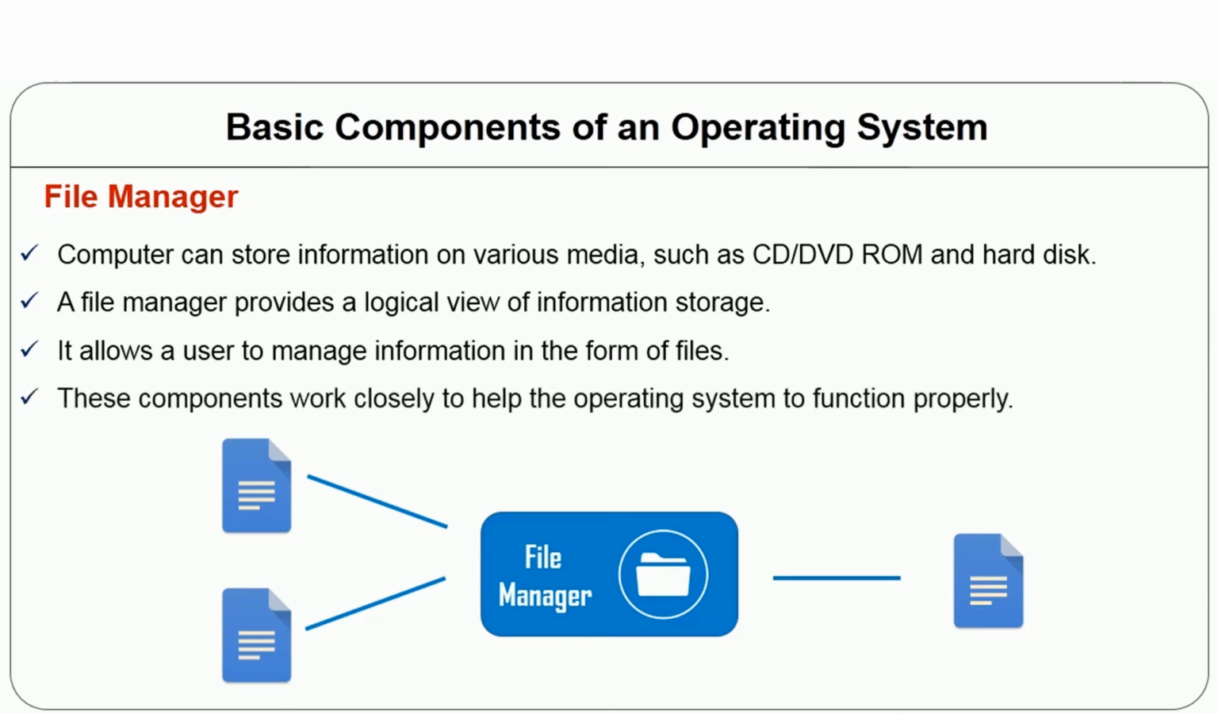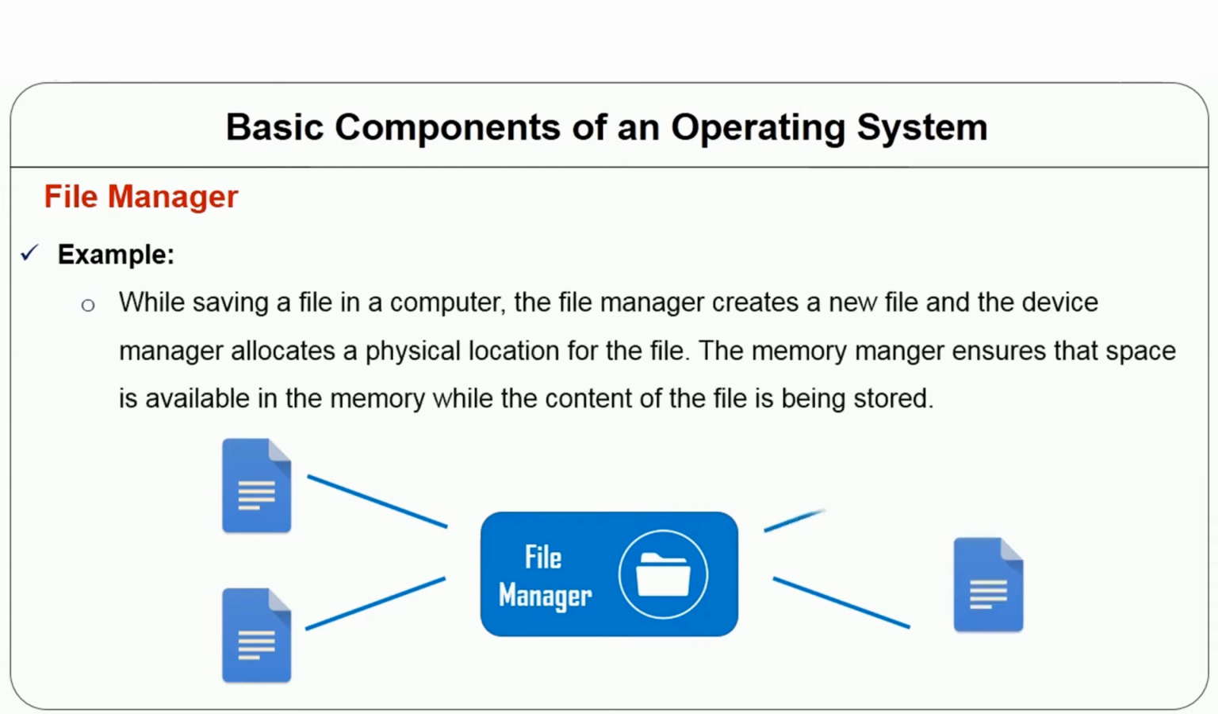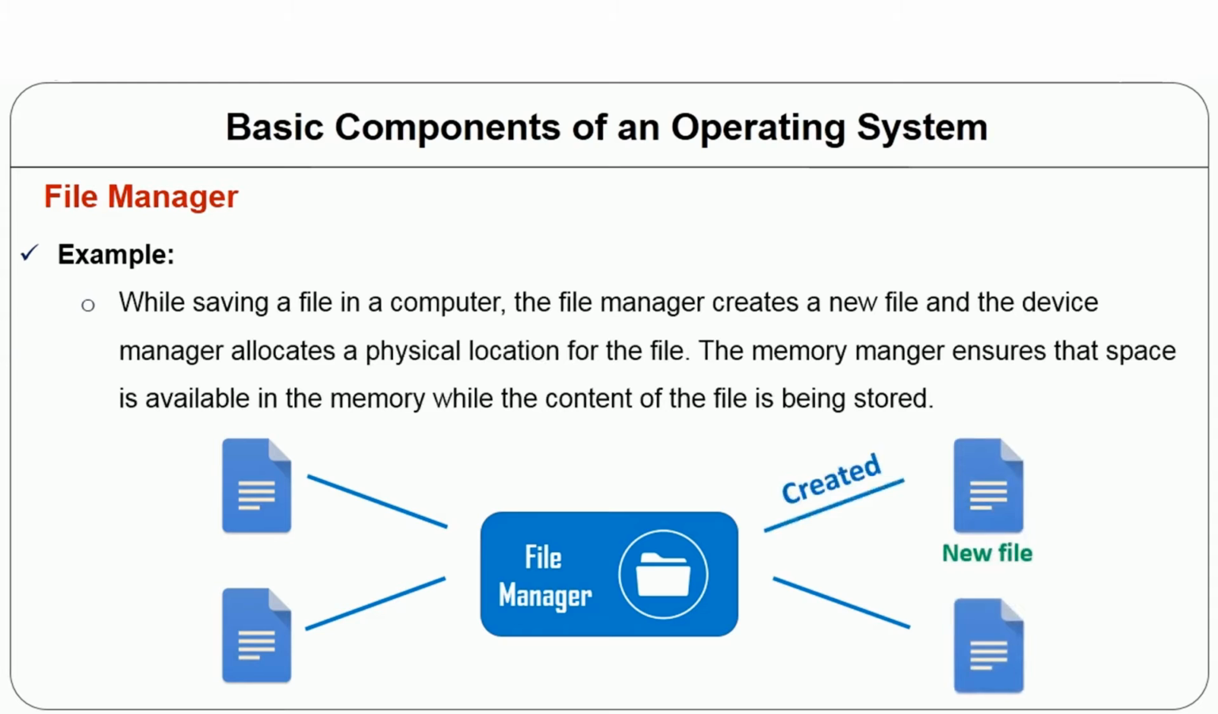These components work closely to help the operating system to function properly. For example, while saving a file in a computer, the file manager creates a new file and the device manager allocates a physical location for the file. The memory manager ensures that space is available in the memory while the content of the file is being stored.